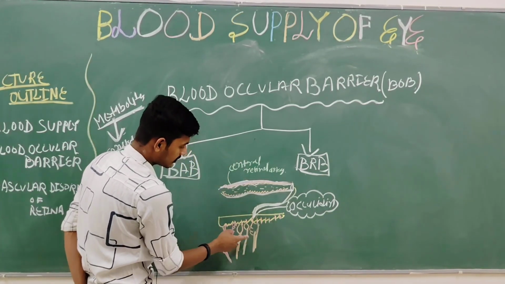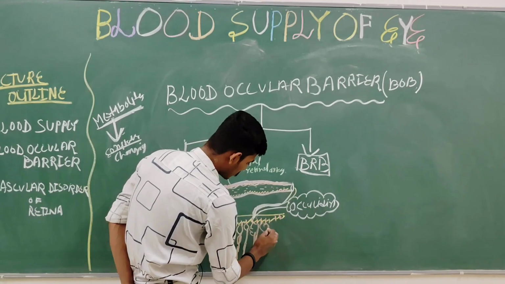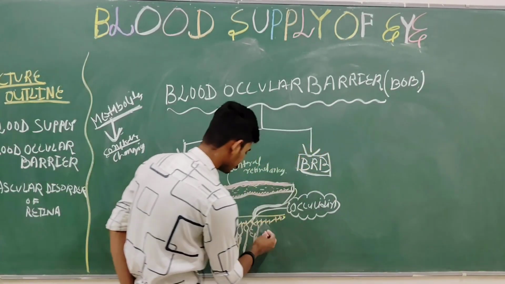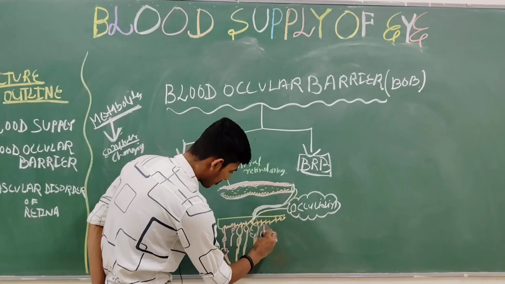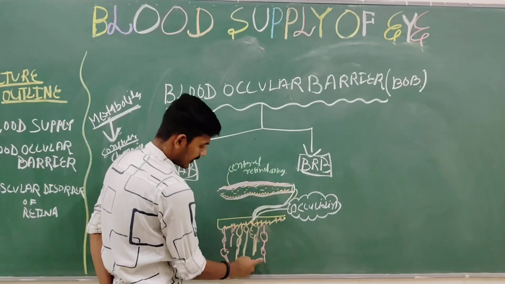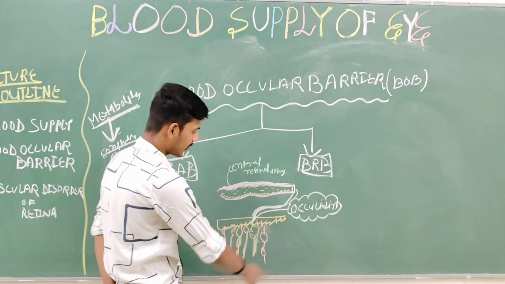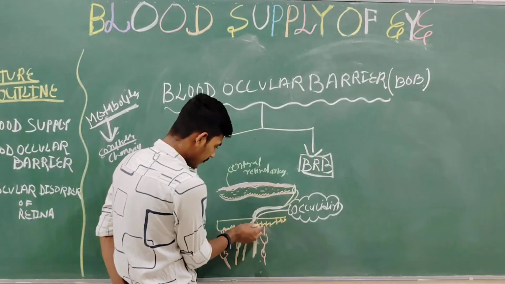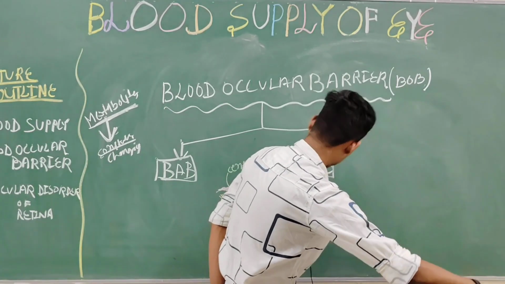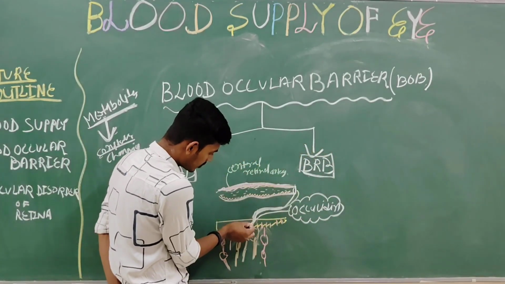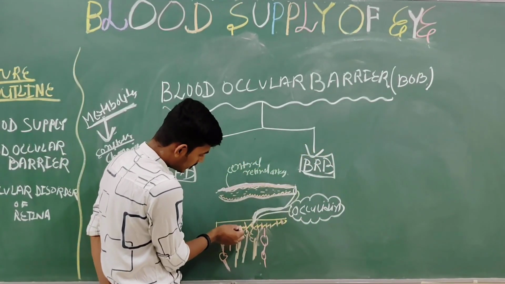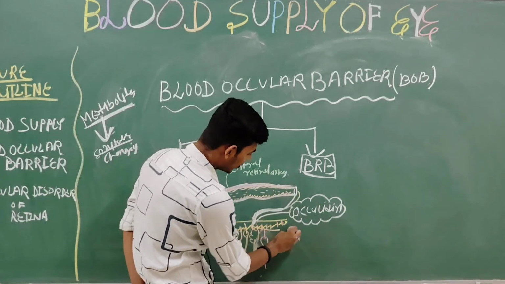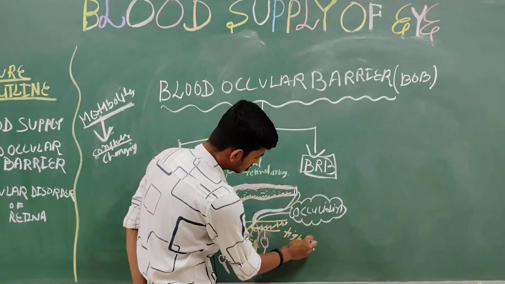These are the rods, these are the cones, and again you have rods and ganglion cells, bipolar cells, and there will be an optic nerve. Now this is strongly packed with tight junctions, these are the tight junctions.